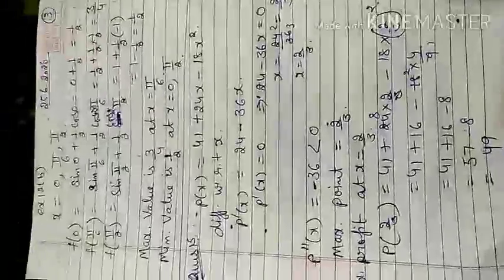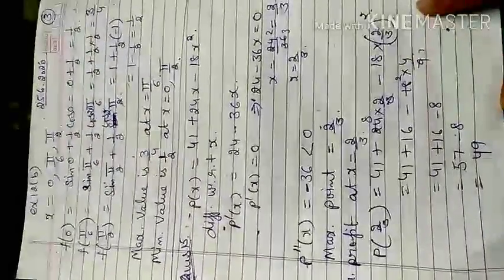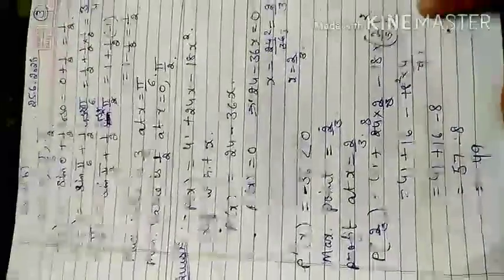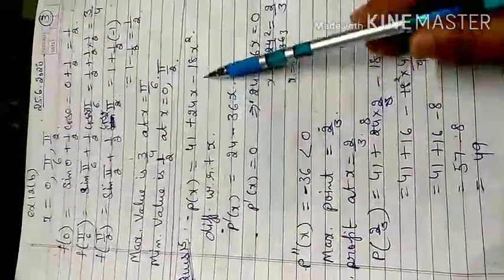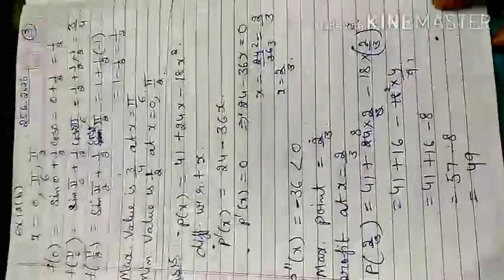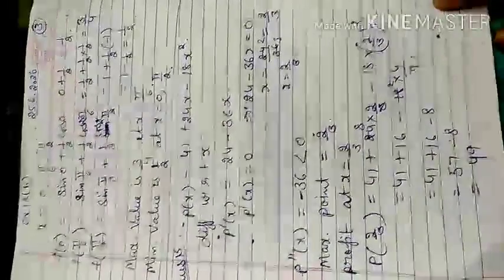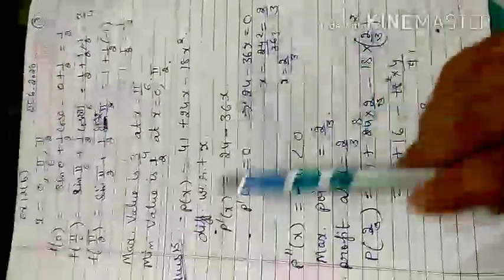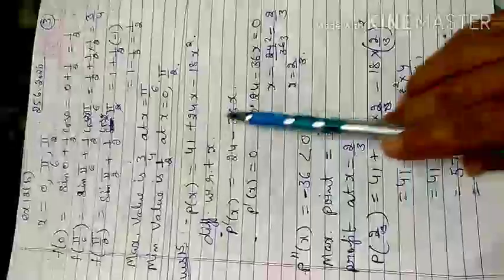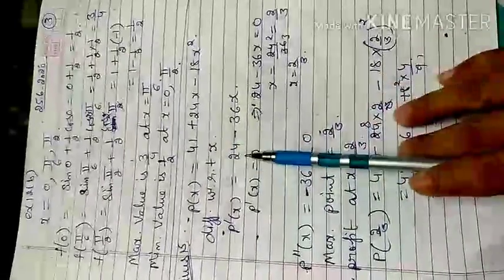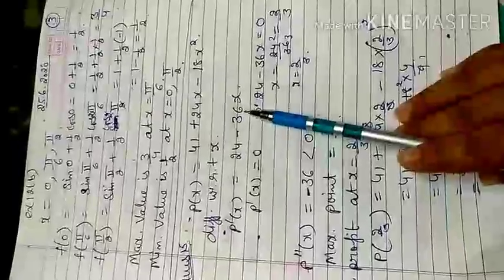Now our 15th question is to find the maximum profit that a company can make. You have to find the maximum profit of the company if the profit function is given as 41 plus 24x minus 18x squared. So here we go with our condition of local maxima and local minima. Differentiate with respect to x. P dash x is 24, because 41 is a constant, that converts to 0. Then 24 minus 18 into 2 is 36x.